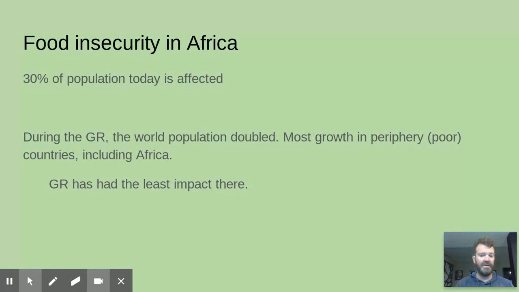Now, that's changing a little bit. People are more aware of this, and they're doing more things to help out the crops in Africa, to feed the people in Africa. And that makes sense, but they were not the top priority because there wasn't as much farmland there that could grow the crops.